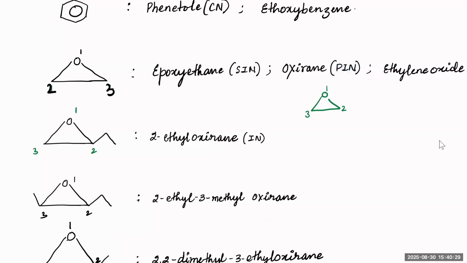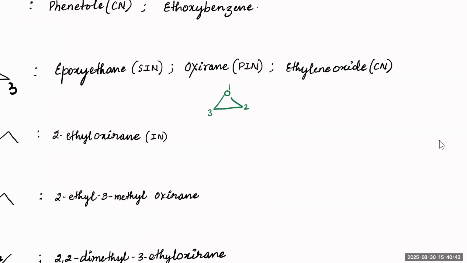PIN means preferred IUPAC name. SIN means strict IUPAC name. So this was supposed to be the IUPAC name. Nowadays, this is more preferred. So oxirane is what you will write as the IUPAC name. And this is ethylene oxide. This is a common name.